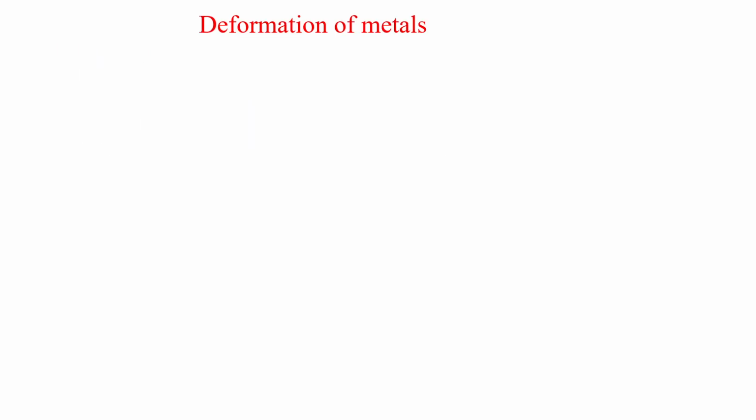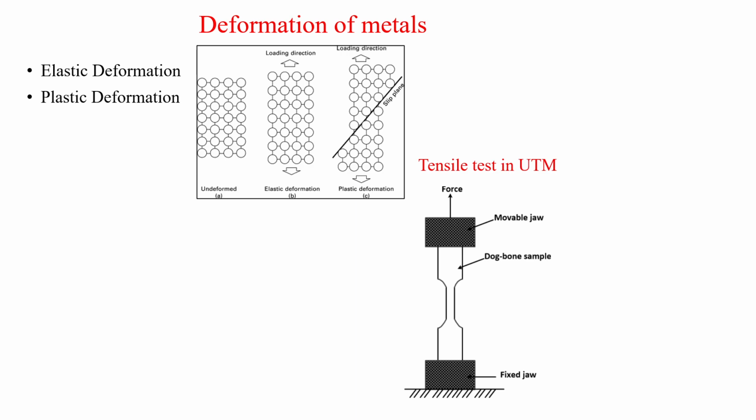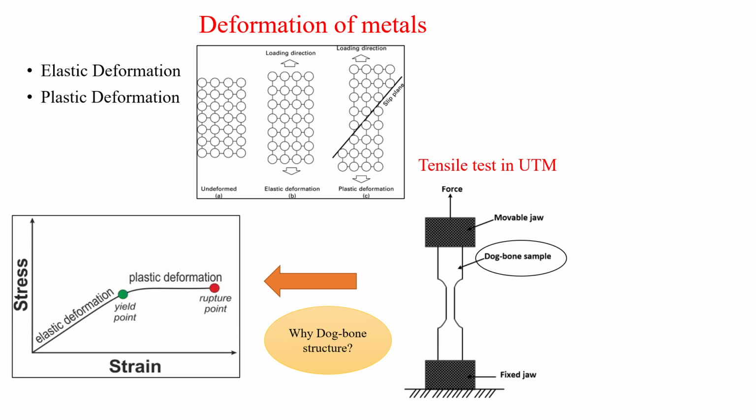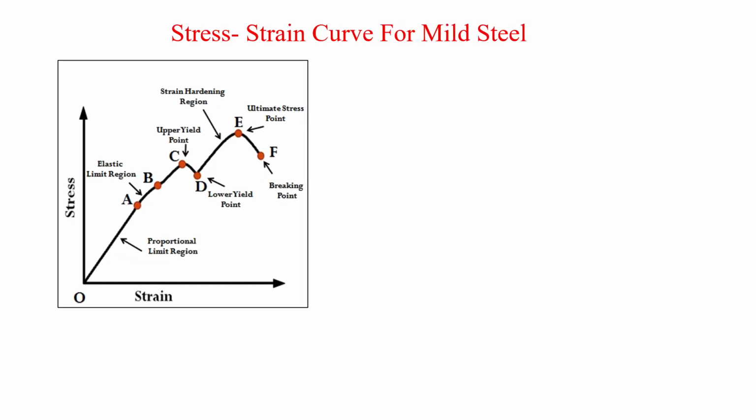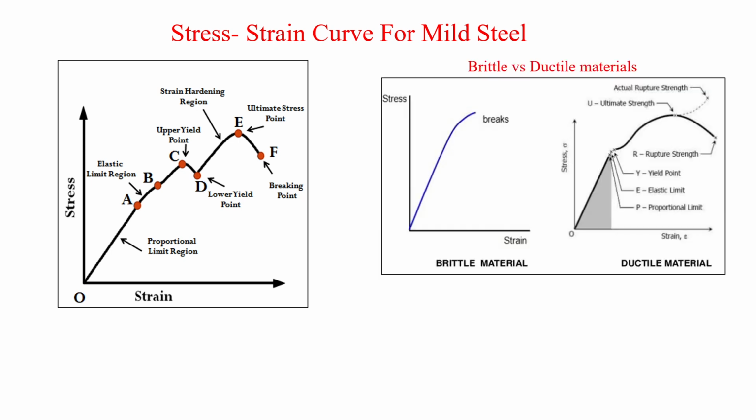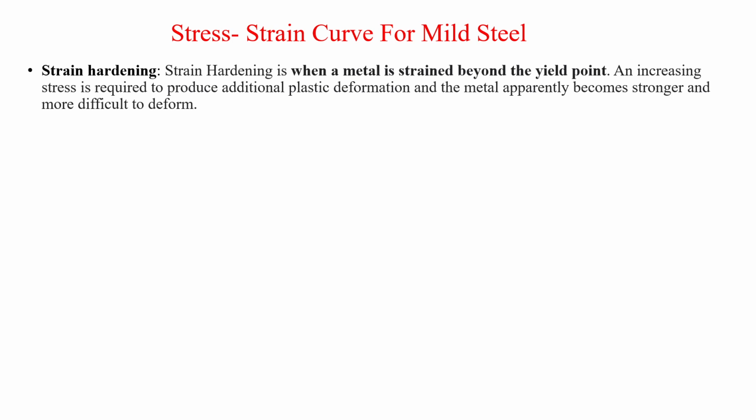These were the contents we covered last class: the deformation of metals, why the dog bone structure is used, the stress-strain relationships and stress-strain curves, the different points we obtain from the stress-strain curves, the difference between brittle and ductile materials, and the different formulas for the elastic region and plastic region. I'm just going through so that you can have a brief look.